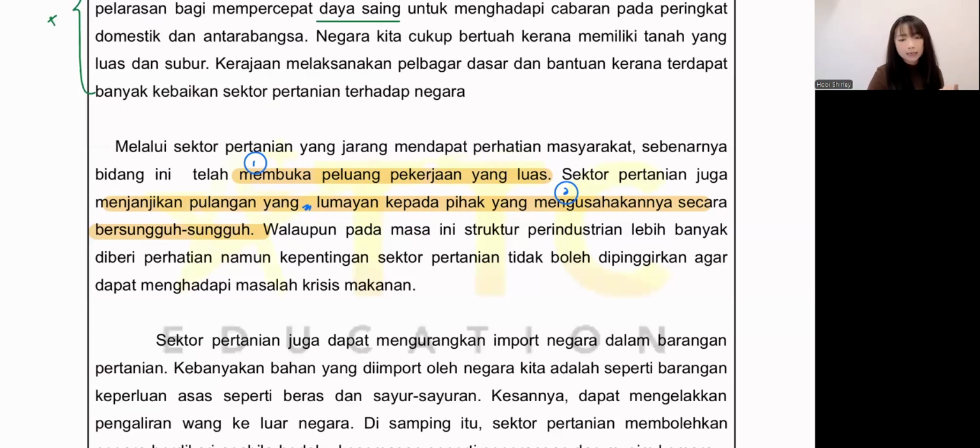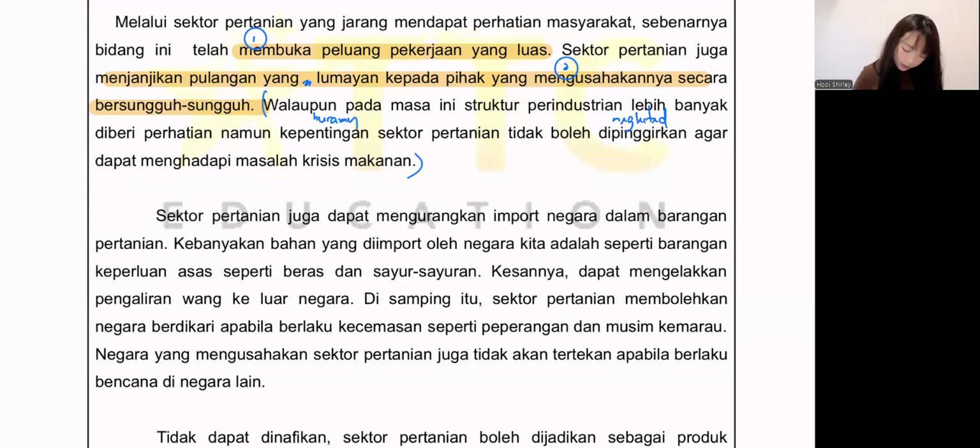Walaupun pada masa ini sektor perindustrian lebih banyak diberi perhatian, kepentingan sektor pertanian tidak boleh dipinggirkan, it means neglected, agar dapat menghadapi masalah krisis makanan. This is just explanation, uraian. So, no isi. Sektor pertanian juga dapat mengurangkan import negara dalam barangan pertanian. So, it's able to help reduce the import items. And most of the items imported by our country are basic necessities. Then they give you the example. So this is contoh, and we do not need contoh. We do not need example.